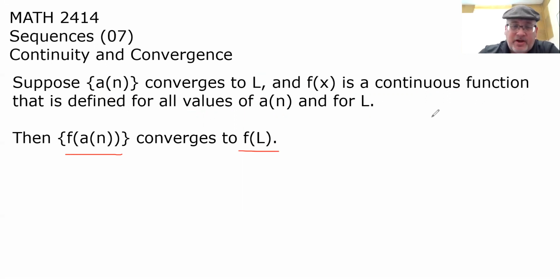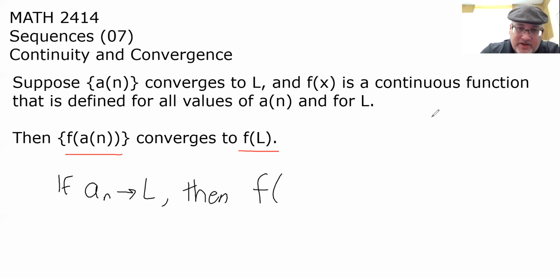This might look a little bit easier if it were written using subscripts instead of the function notation for a_n. This basically says if a_n converges to L, then f of a_n, the new sequence we would get by sticking each term of the original sequence into our continuous function, converges to f of L.